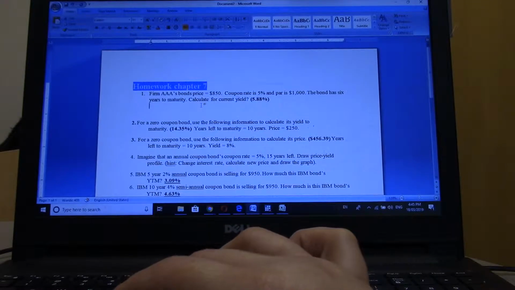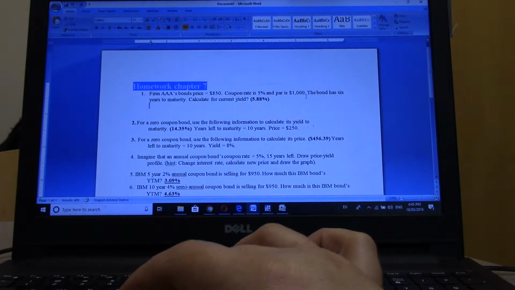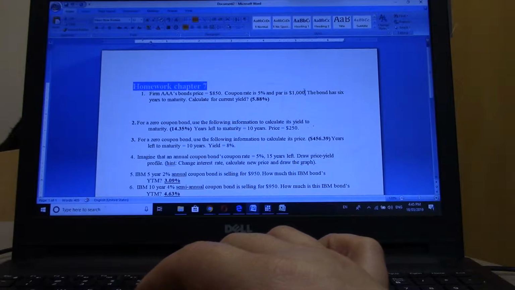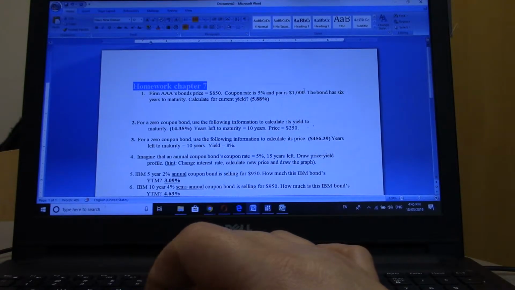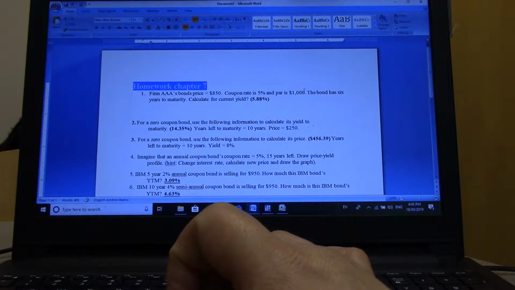Firm AAA's bond price is $850. Coupon rate is 5%. Par is $1,000. For a bond, par is always $1,000. And I think at this moment you should have known what par is, right? Par is just originally each bond contract is $1,000. Once it is traded in the market, the price will go up and down. So par is just like the original price of the bond, or the money the company borrowed from bond investors originally. So in the end, the company should pay back $1,000 to whoever is the bondholder at that time.